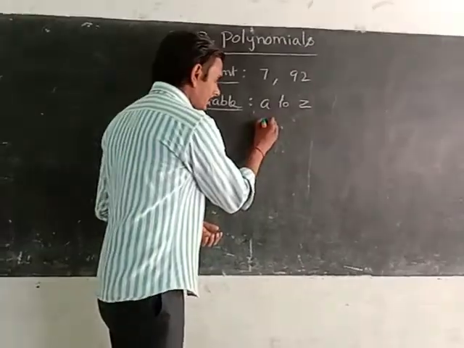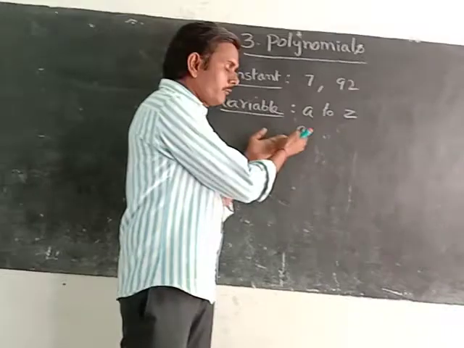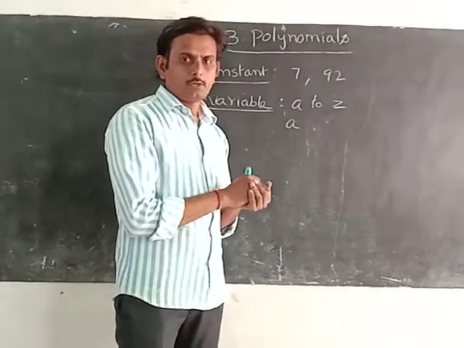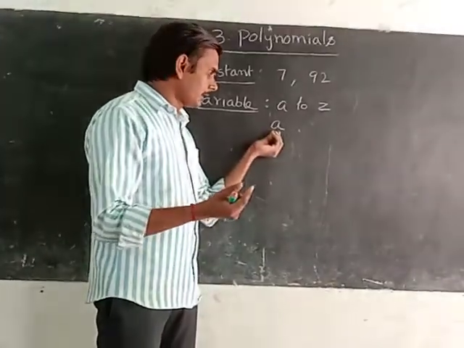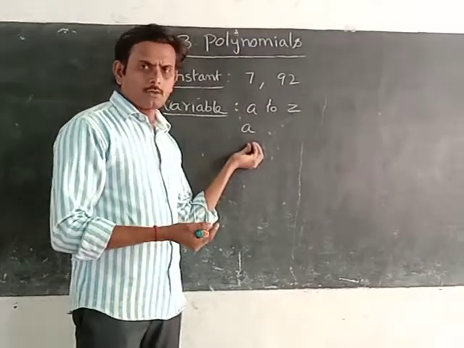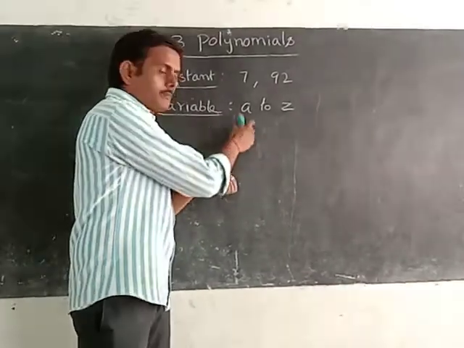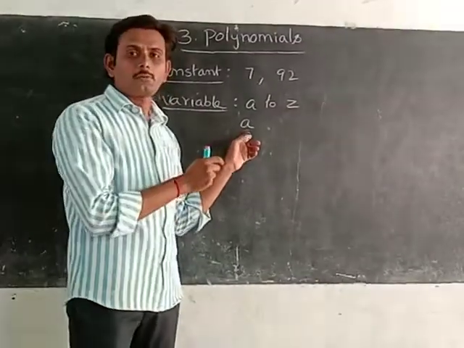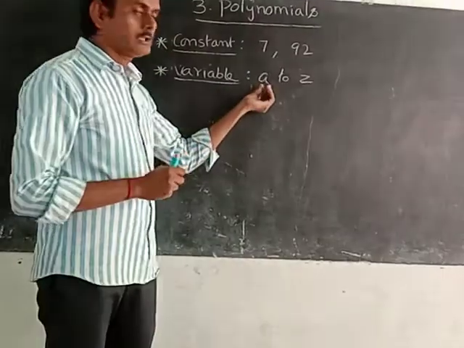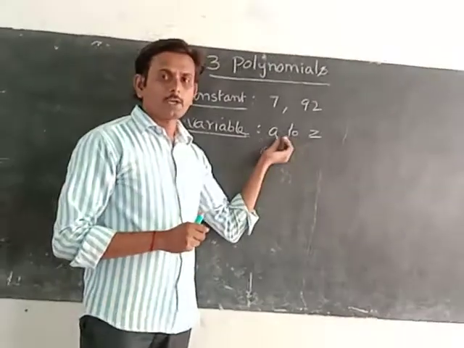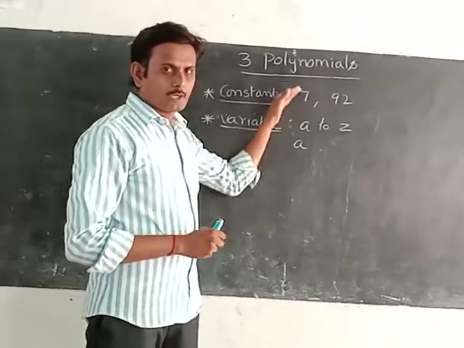For example, I write a. I ask you one question: replace your own value in place of a. Then immediately you can choose any number as you wish. That means we can take 5, 10, 7, 18, 19, any number you can replace. That value is not fixed, and that is called the variable. Variables means all alphabetical small case letters. Constant and variable we have to remember.